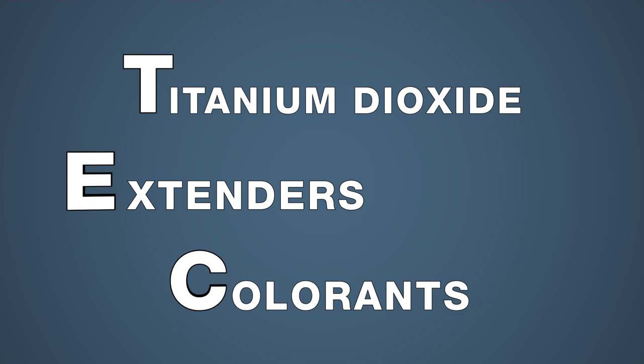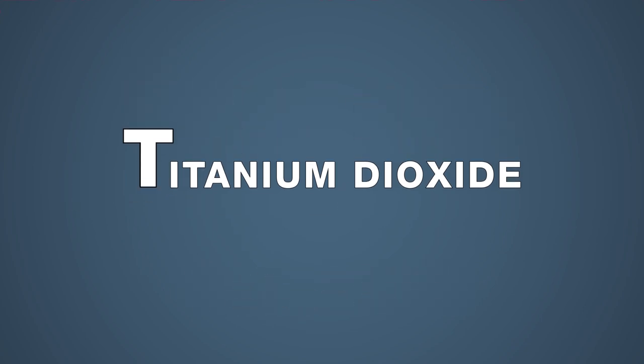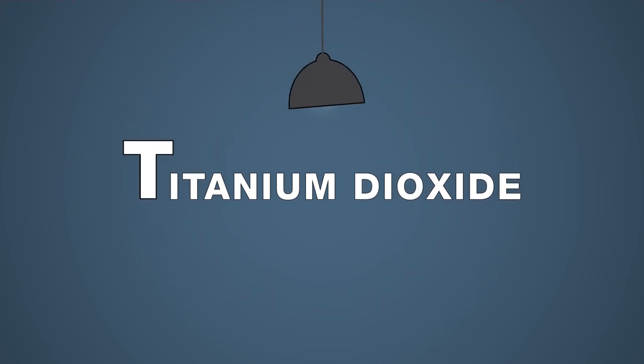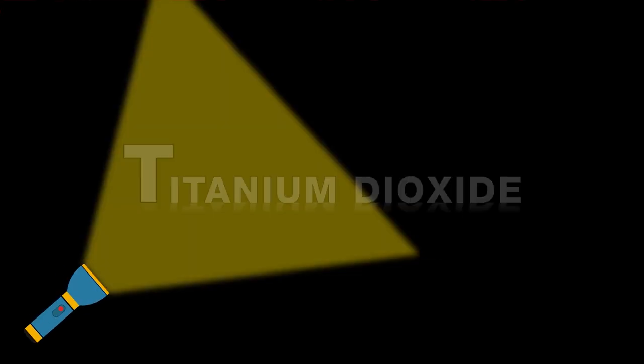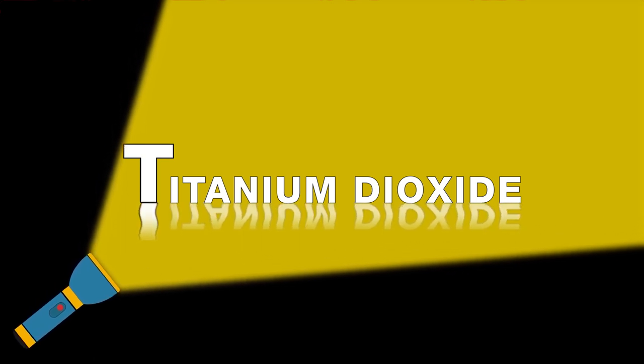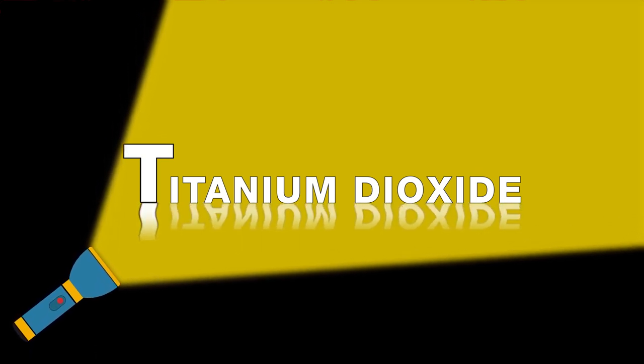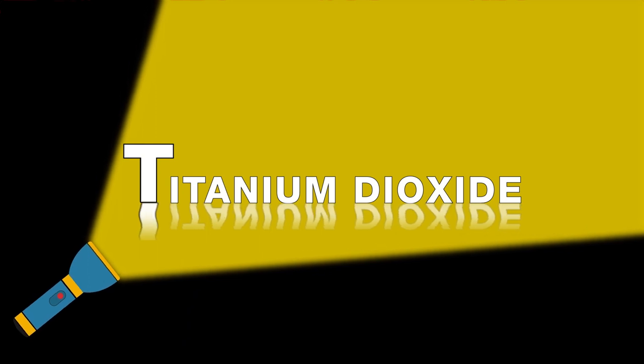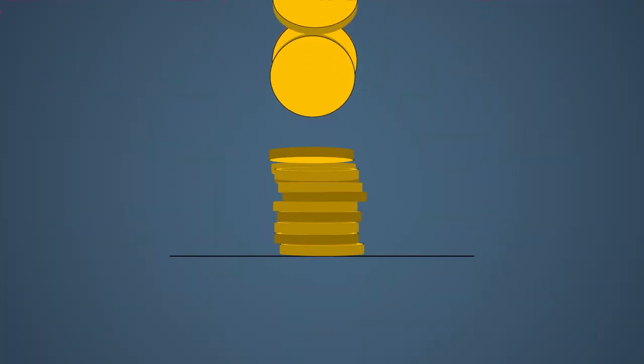Let's talk the primary white-hiding pigment, titanium dioxide. Titanium dioxide is used in all paints except the deepest and darkest colors. With a particle size that's optimized for light scattering, titanium dioxide has a high refractive index. Supplied in both dry and slurry form, titanium dioxide is typically the most expensive bulk component of a paint.